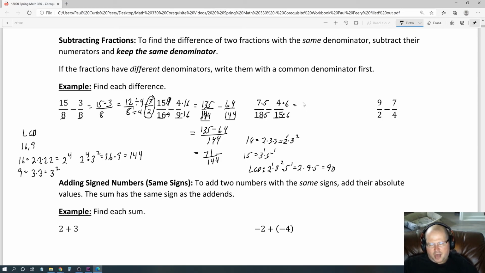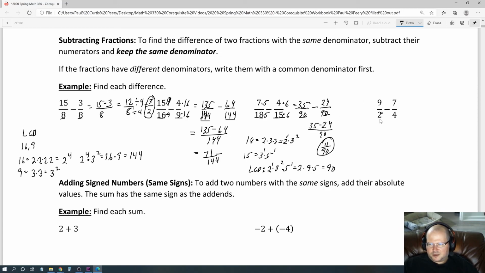7 times 5 is 35. We put that over 90. And then we say minus 4 times 6 is 24. We put that over 90. Since now the denominators match, we can simply subtract the numerators. So we say 35 minus 24 all over 90. 35 minus 24 is 11. 11 over 90. And there you go.